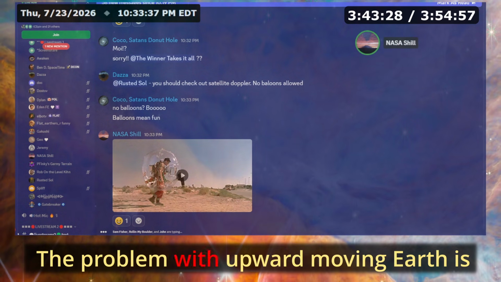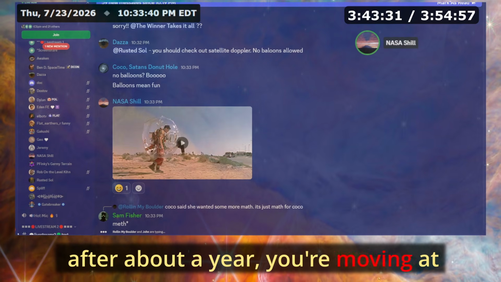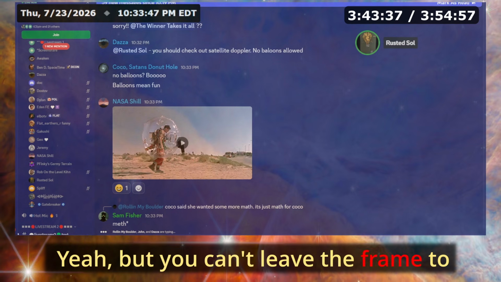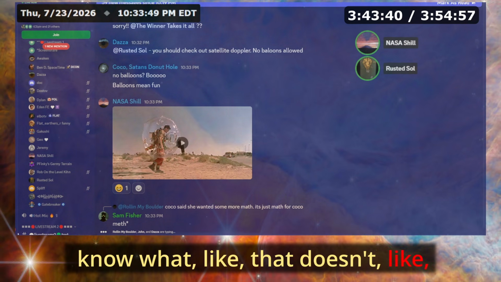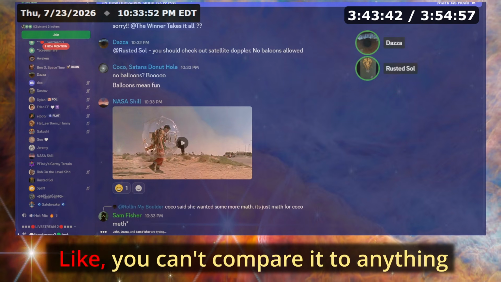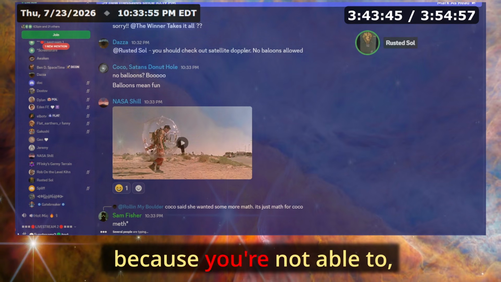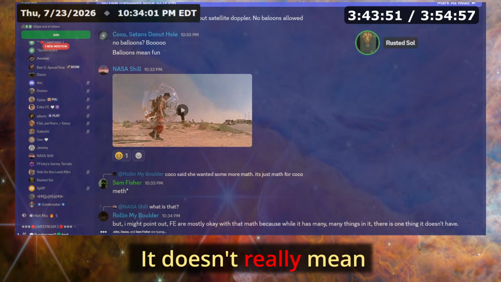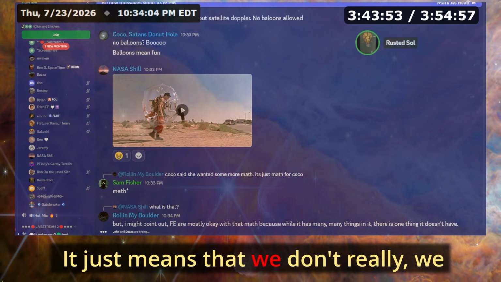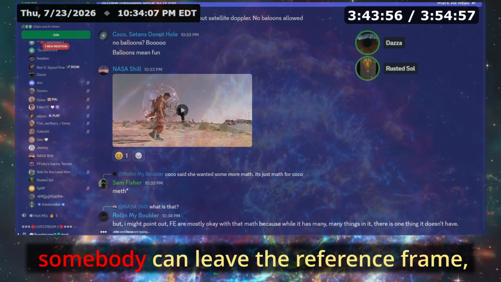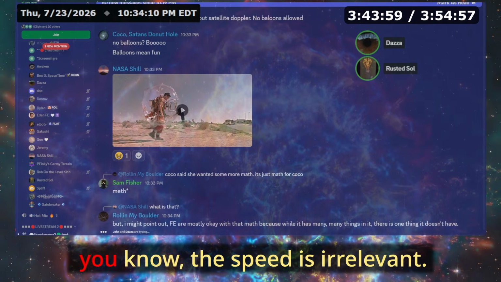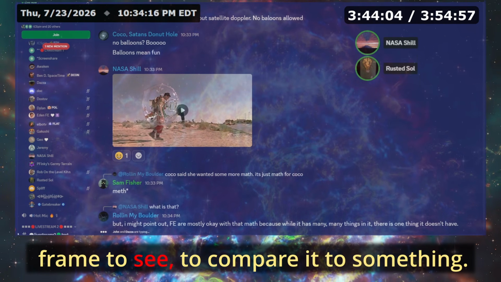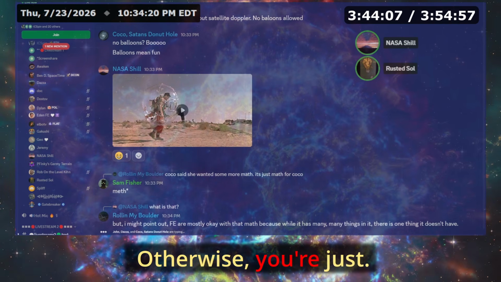The problem with upward moving Earth is after about a year, you're moving at pretty close to the speed of light. So we should be seeing relativistic effects. Yeah, but you can't leave the frame to know. You're in reference to what? You can't compare it to anything. It doesn't really mean that it can't happen. It just means that we don't understand until somebody can leave the reference frame. The speed is irrelevant. Until you can leave the reference frame to compare it to something, otherwise you're just in it.